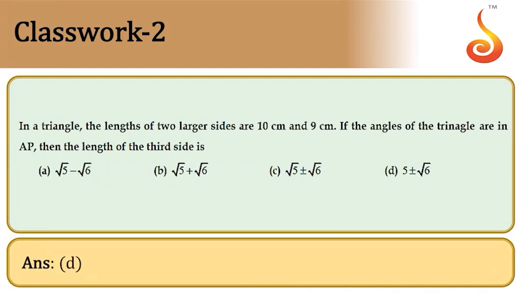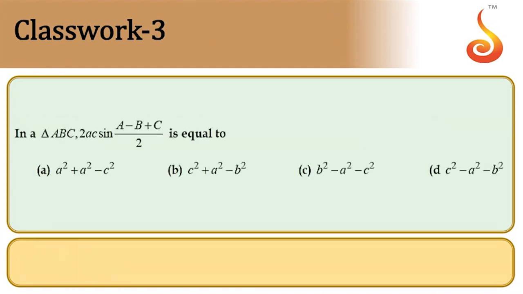Example, option D is correct, 5 plus or minus root 6.